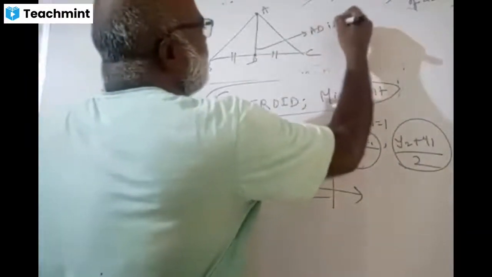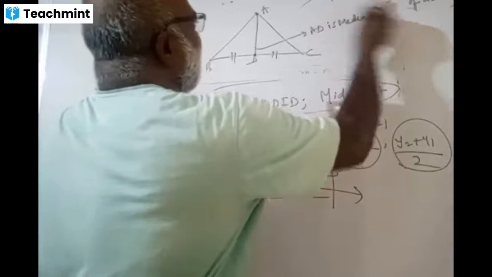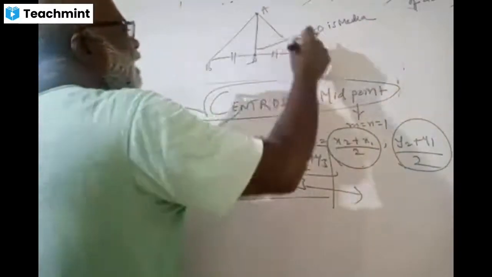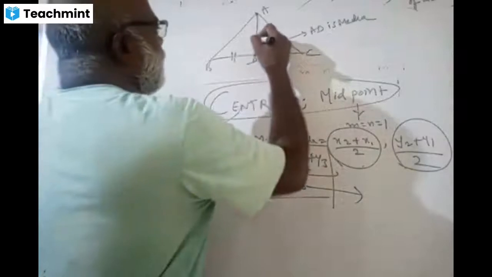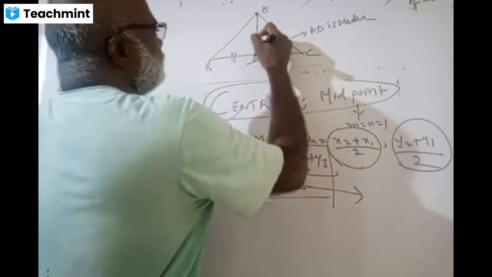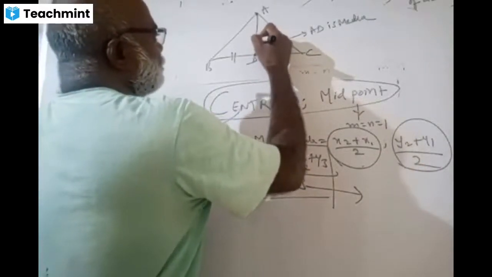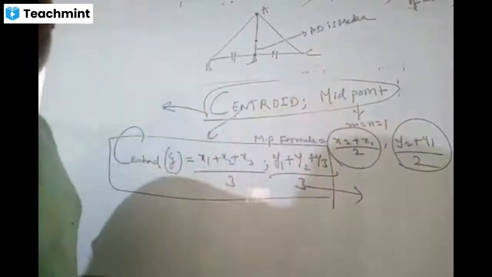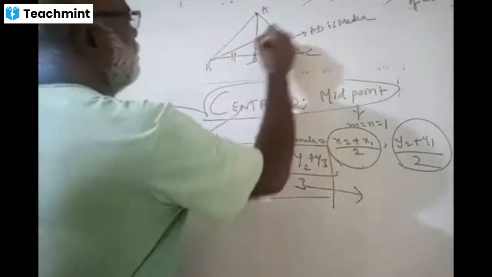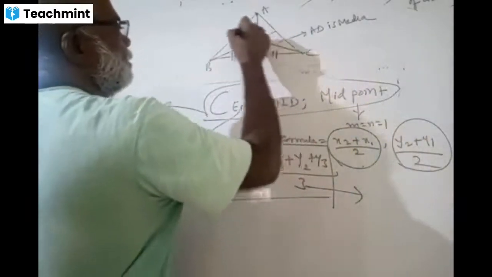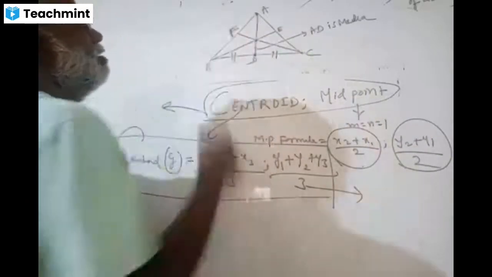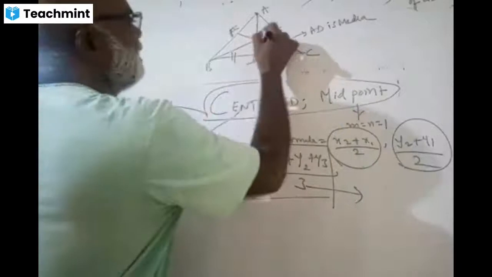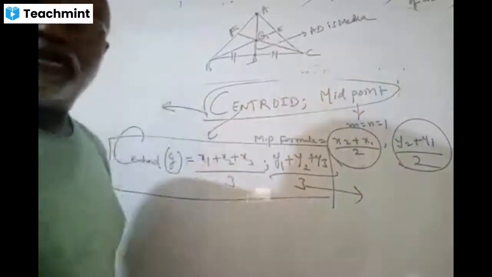AD is a median. The three medians are AD, BE, CF. All of them intersect at one point. That point is called the centroid. Friends, this point is called G. G is the centroid.